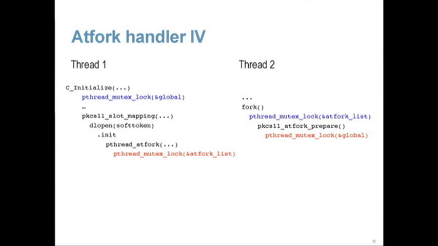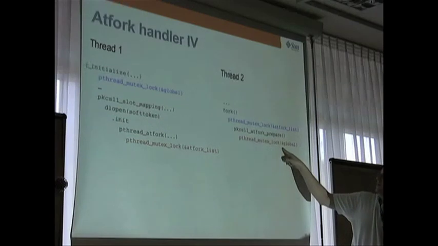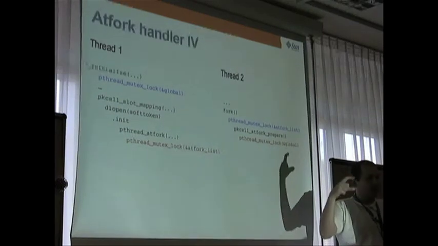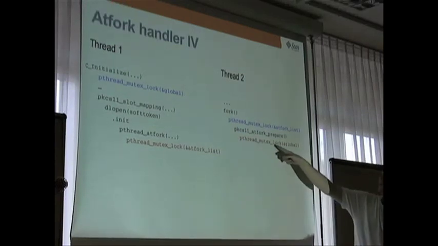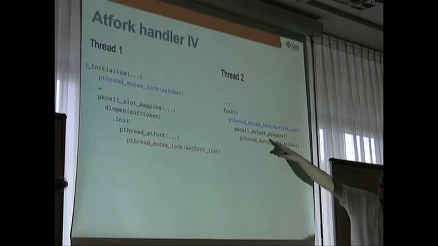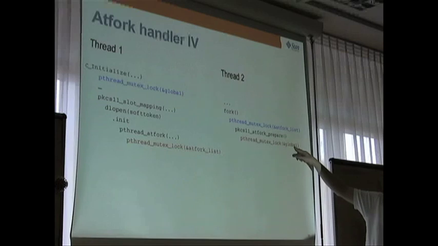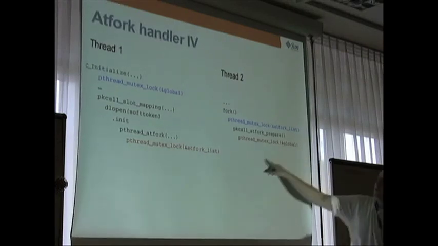Okay, second thread, blah blah blah. Do the fork here. Okay, fork needs to acquire the atfork list as well, because it needs to go through all atfork handlers, or perform all atfork handlers. It calls the atfork handlers prepare in pkcs11, because I need to acquire all mutexes before the fork. Okay, first what I do in the atfork handler prepare, I want to acquire the global mutex, but it's already taken here.